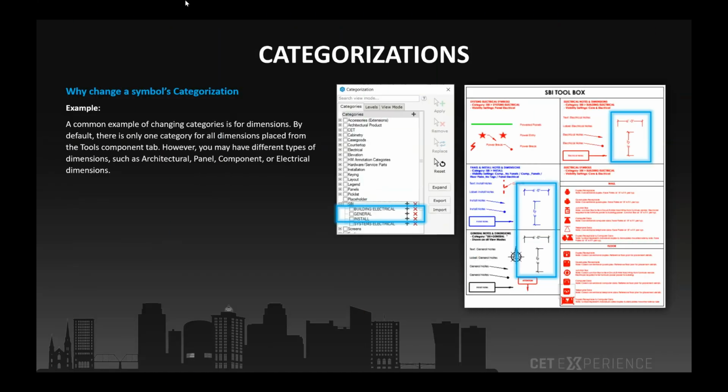Moving on to why change a symbol's categorization. A common example of changing categories is typically for dimensions. By default, dimensions come in on a singular category. At our dealership, we have a toolkit that is incorporated into our template file. In there, I have 3 dimension types that I will demo how we use later. But each one of these dimensions are on their own category. A custom category at that is specific to our dealership and the needs of our designers.